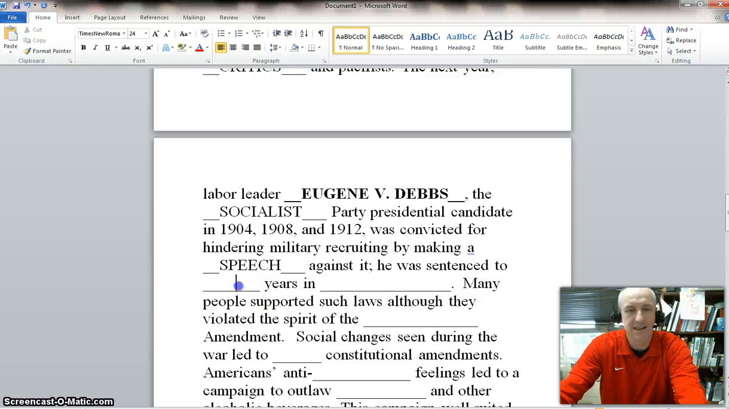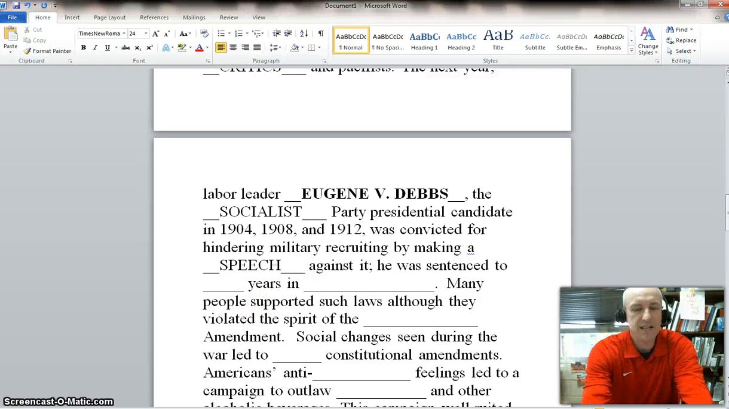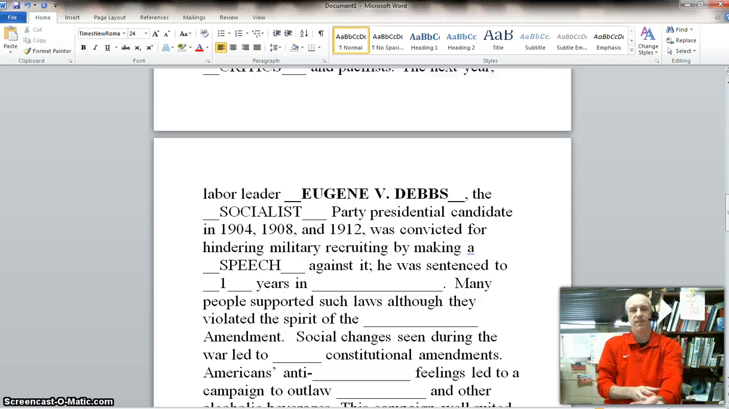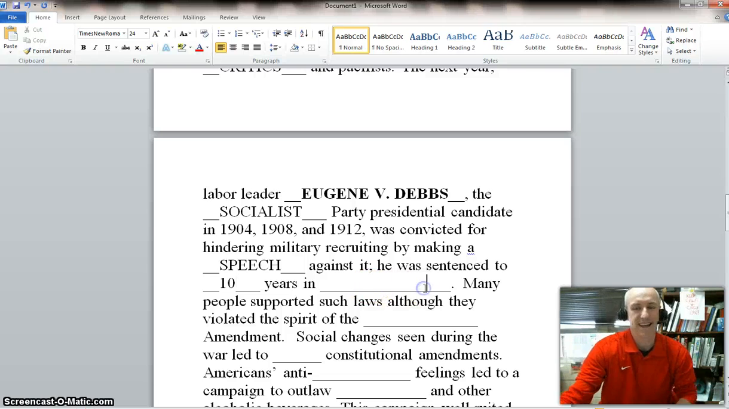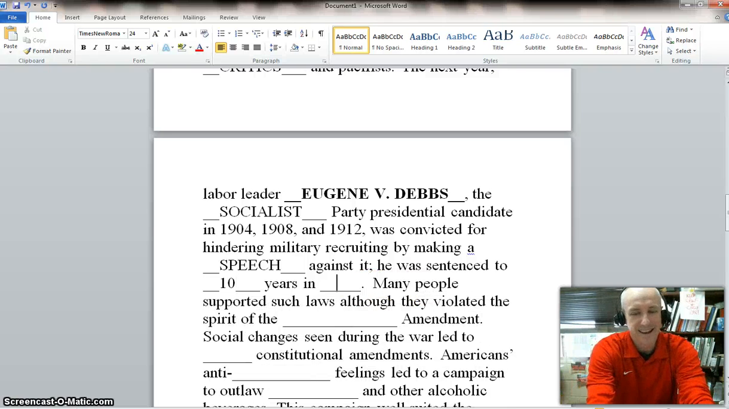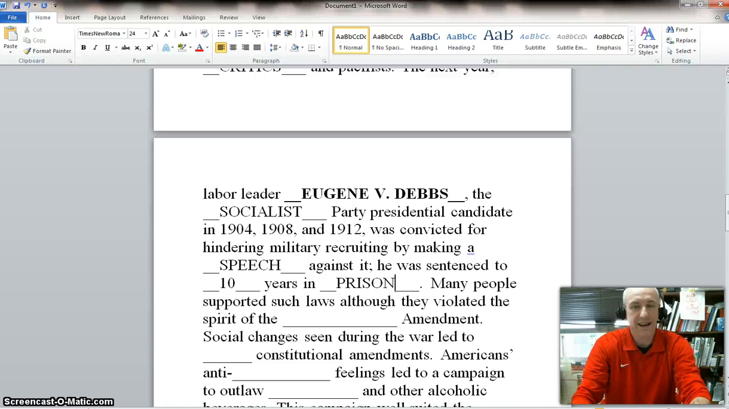He was sentenced. All right. He just gave a speech. What do y'all think? What do you think? 10 years in prison. Gave him 10 years in prison for making a speech. This is the Espionage Act. This was serious. We were serious. We were serious about going to war. We didn't want people talking about America.